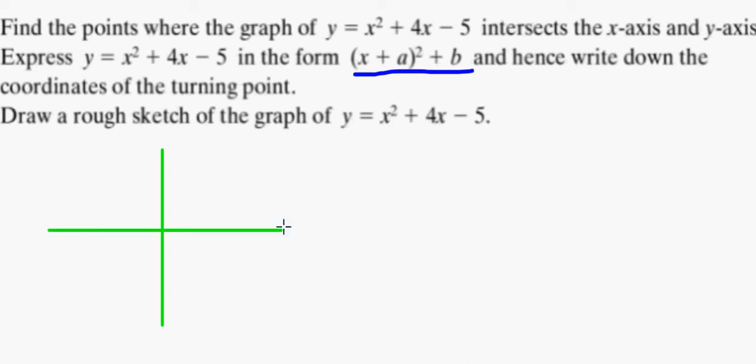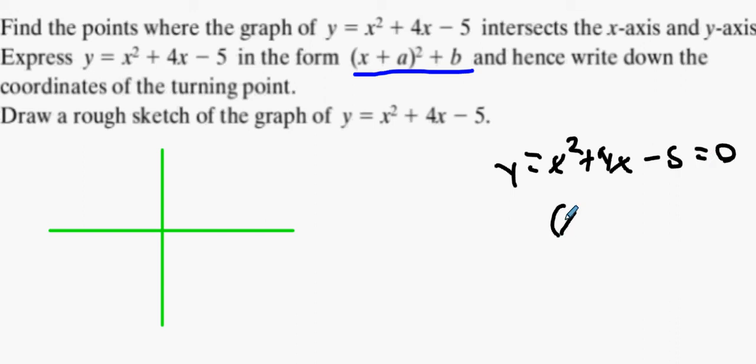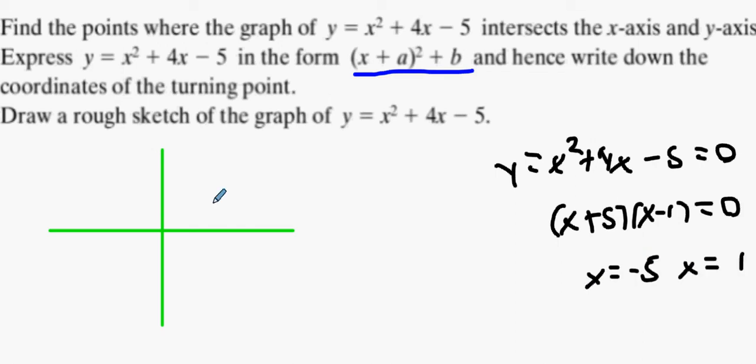So what you do straight out is you put y equals 0, and you end up with x squared plus 4x minus 5 equals 0, because the y is 0. Factorize it, you get x plus 5, x minus 1 equals 0, and then you get x equals minus 5 and x equals 1. This means one point of interception is the point 1, 0. The other point of interception is probably all the way over here, and it's the point minus 5, 0.